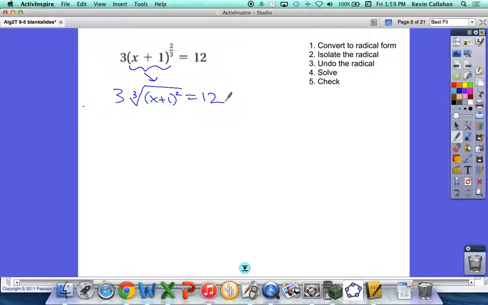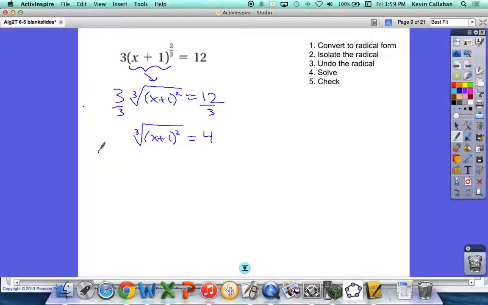Okay, now isolate the radical. Divide by 3, right? So this is divide 3, divide 3. So now we've got the third root of (x plus 1) squared equals 4. Okay, have we isolated the radical? Remember, don't get confused. Inside, it's squared, but the radical is a cubed root. So what are we going to do to undo the radical?